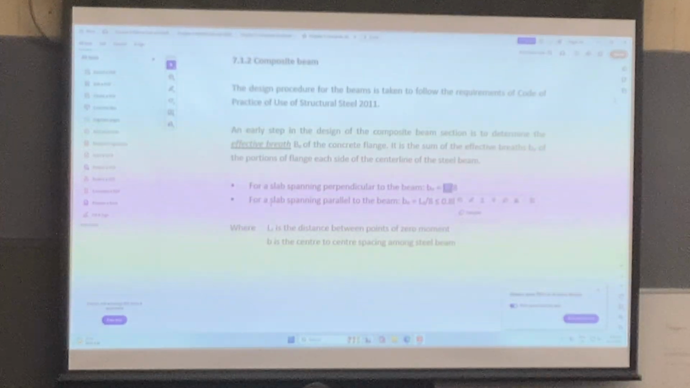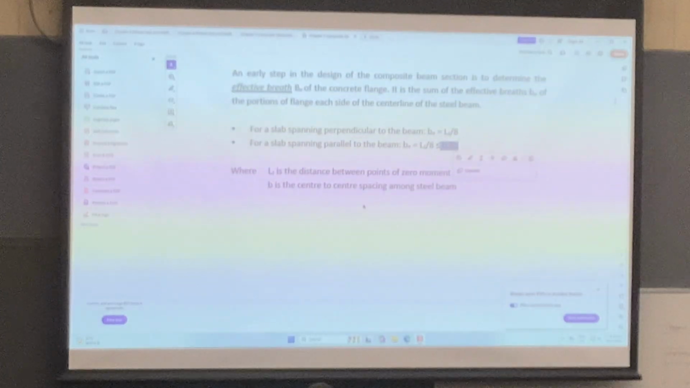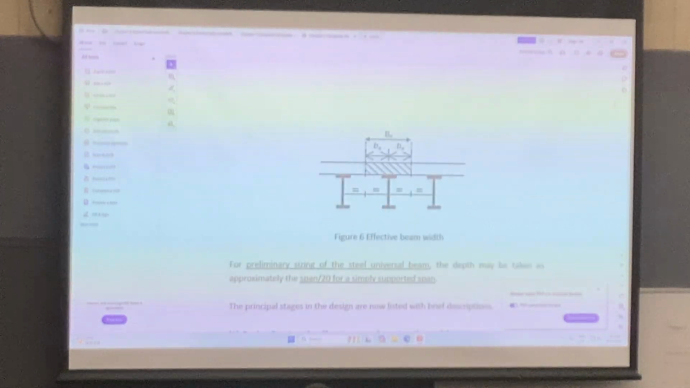And then of course, if the slab is spanning parallel to the beam, it is still L divided by 8, so both of them are the same. But this one has to be more than or equal to 0.8, while B is the center-to-center spacing between the steel beams, okay? So basically, you just need to use the span divided by 8 to find the effective width of the T-beam. So on the left-hand side and the right-hand side, this is the effective width of the beam.